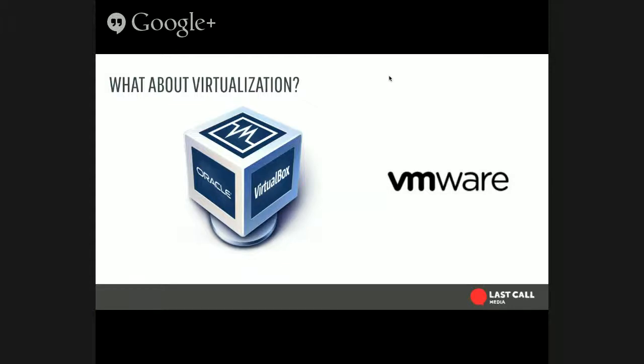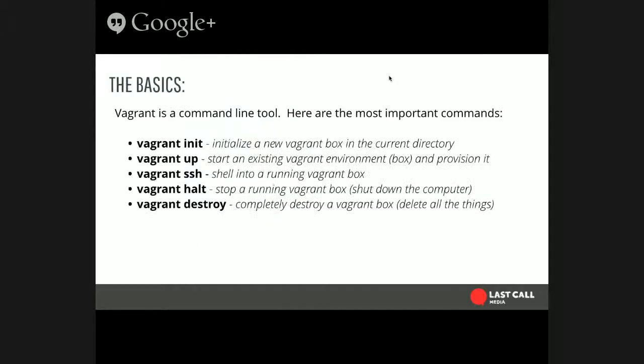So Vagrant actually leverages VirtualBox, which is an open source tool from Oracle, to do all of its virtualization. So let's talk about the basics of Vagrant before we get into the actual usage of it. Vagrant is a command line tool, so you're going to need to use it from the command line. If you're not comfortable with that, Vagrant might not be the right solution for you. But if you are, these are the commands.